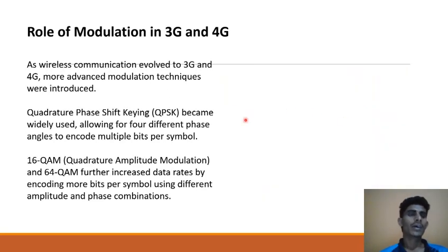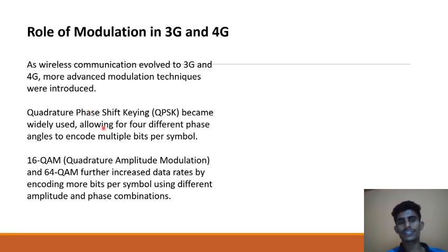And next we're gonna study the roles of modulation in 3G and 4G. As wireless communication evolved to 3G and 4G, more advanced modulation techniques were introduced. 3G is the third generation, and 4G is the fourth generation, which has higher capacity and higher speed than 3G. And initially, in the 90s, everyone was using 3G only.